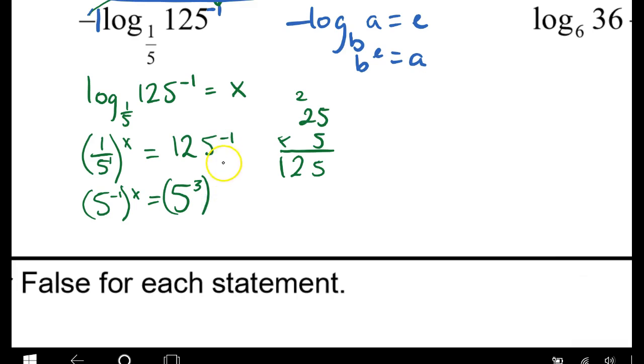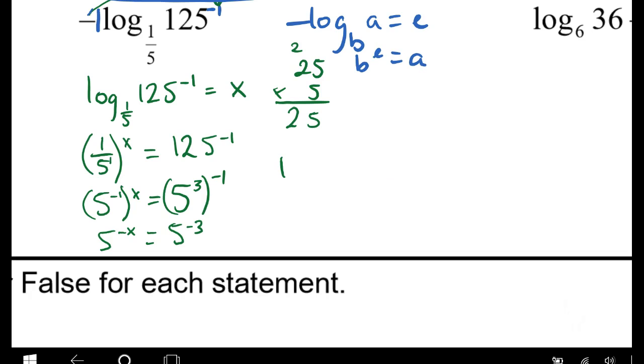But don't forget there's an exponent here, negative 1. And then don't forget to multiply your exponents. So negative 1 times x is negative x. And then 3 times negative 1 is negative 3. And now, since our bases are the same, we can just set the exponents equal to each other.